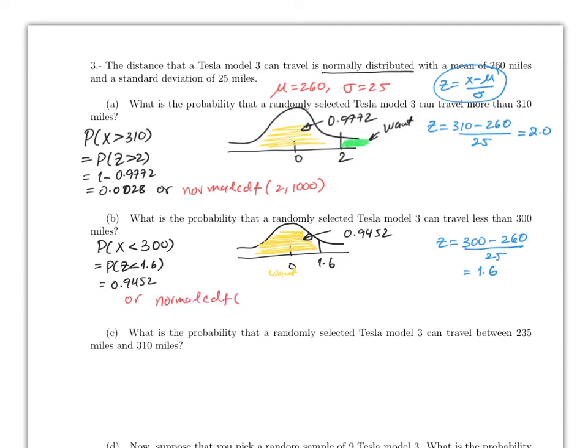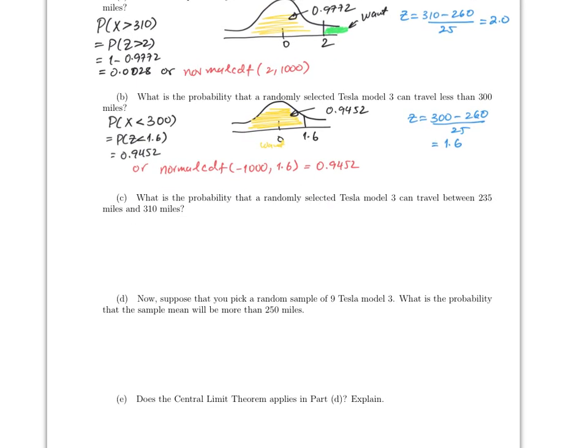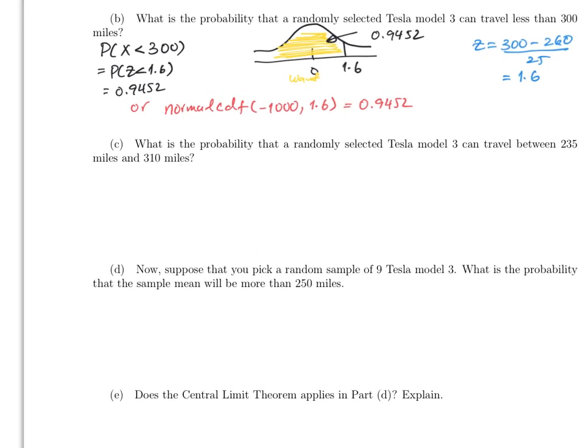Which one is the lower bound this time? Negative 1,000. And the upper bound is what? 1.6, right? And this should give you exactly 0.9452. Right? So far so good? Yeah. All right. Told you this was easy. Okay. So now this one is asking what's the probability that x is between 235 and 310, right?